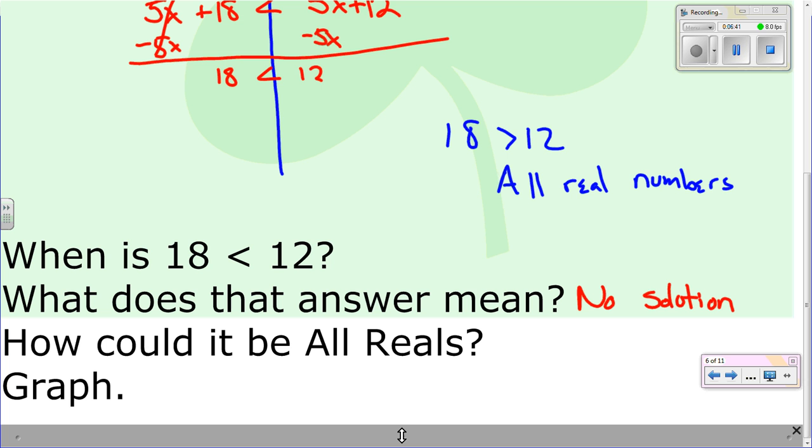How would we graph no solution? We can't. All real numbers would just be shading everything above the line. And so if you get all real numbers and no solution, I wouldn't expect you to graph.